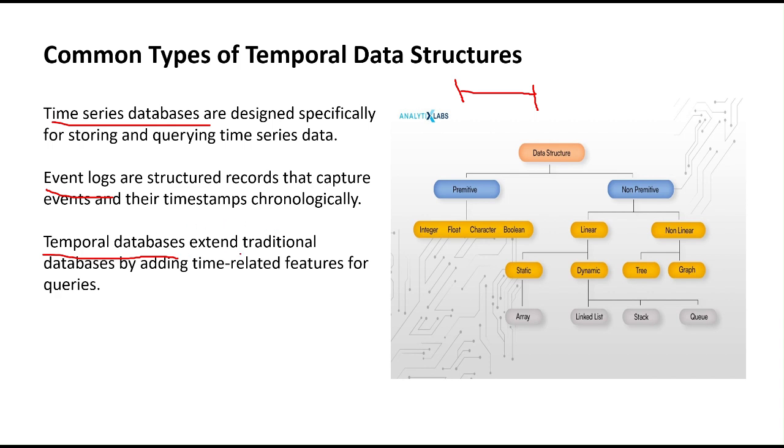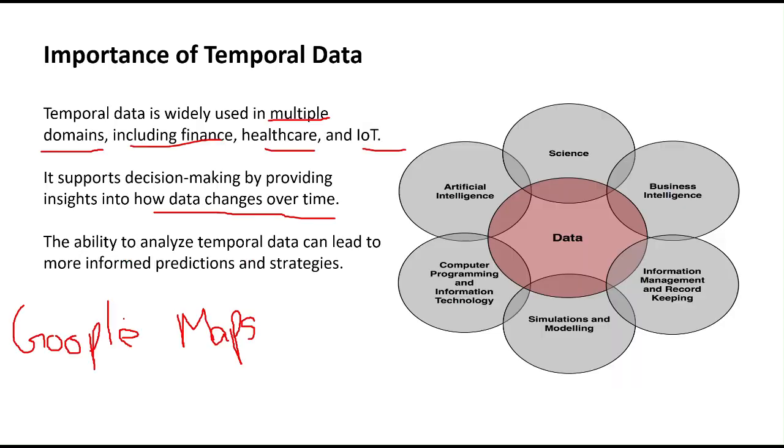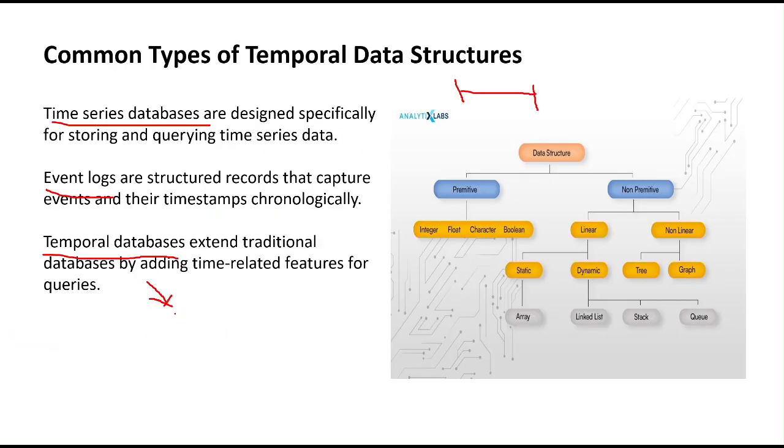Temporal databases extend traditional databases by adding time-related features for queries. This is helpful in Snapchat. Snapchat uses temporal databases. If you are a Snapchat user, we know a snap can be viewed once, and we can view the data only twice. We cannot see the data multiple times. So it comes under temporal databases.